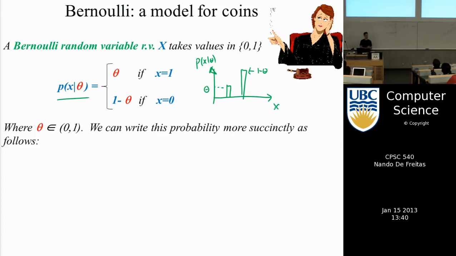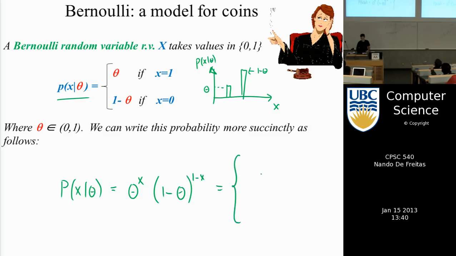Okay. We will succinctly write this as P of x given theta equal to theta to the x times 1 minus theta to the 1 minus x. Okay? Because this will be equal to theta when x is equal to 1. And this will be equal to 1 minus theta when x is equal to 0. Because one exponent will be 0 when the other exponent is 1.